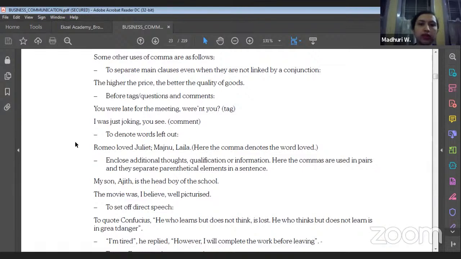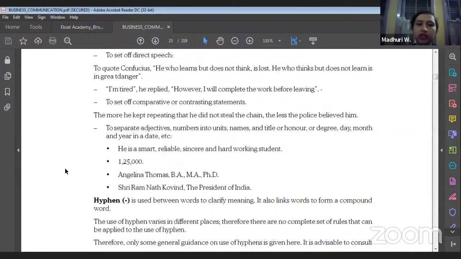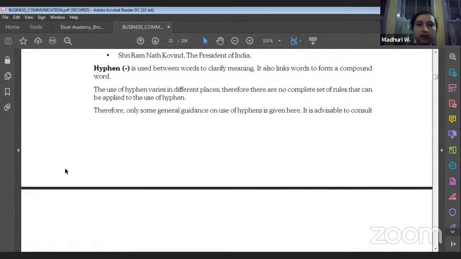To denote words that were left out, okay? Like Romeo loved Juliet, Majnu, comma, Leila, right? Here, the comma denotes the word loved. So there are various reasons, but generally it's for a little pause.